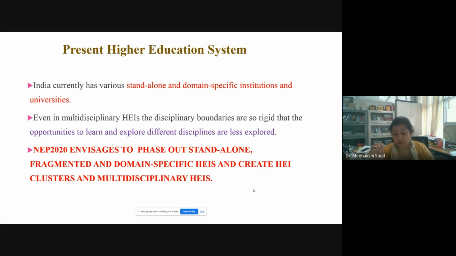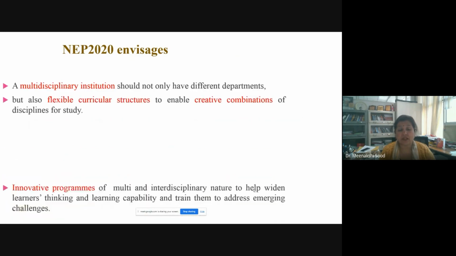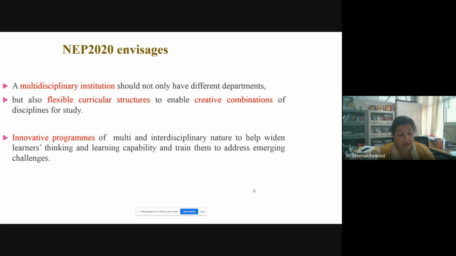So this part the NEP has taken into consideration: remove the boundaries, phase out these standalone fragmented systems of higher education, and come up with such an education system in which any child or any student has the flexibility to choose his own career, what he wants to learn, how he wants to learn, what he wants to become, and how he wants to earn his livelihood and move on, and how he can cater to his interest, his choice, his flair, right?